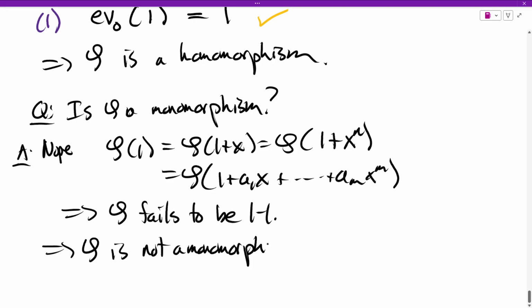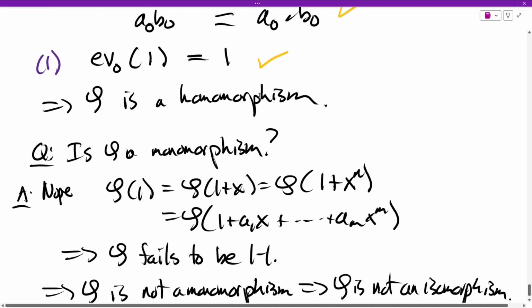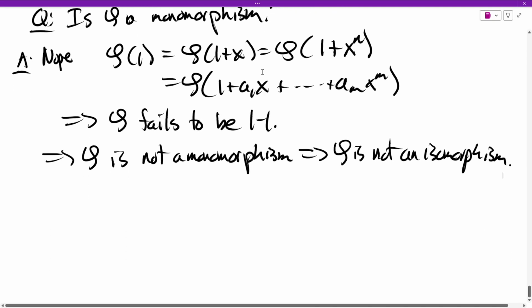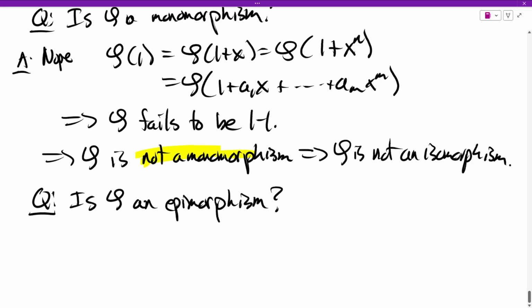And if we're not a monomorphism, this would tell us that we cannot possibly be an isomorphism. And in particular, we cannot be an automorphism. In this case, we can't be an automorphism because the domain and codomain are different. However, there's another word here, namely, is phi an epimorphism? So is it the case that phi is onto? Well, yes.